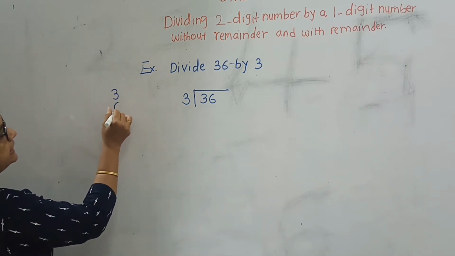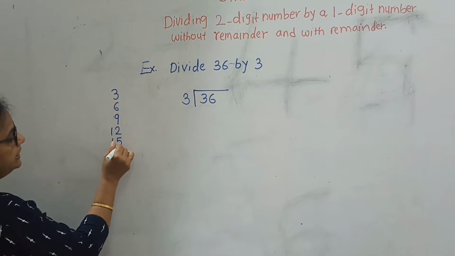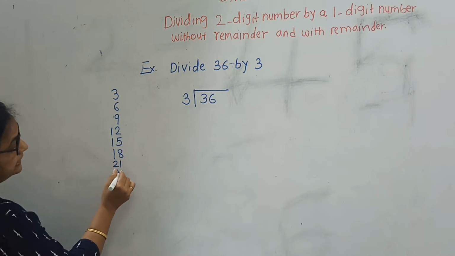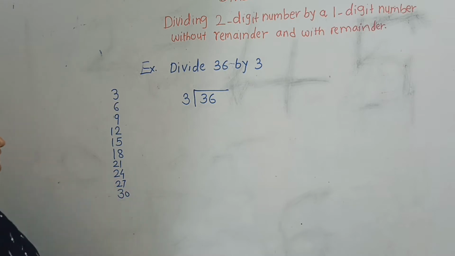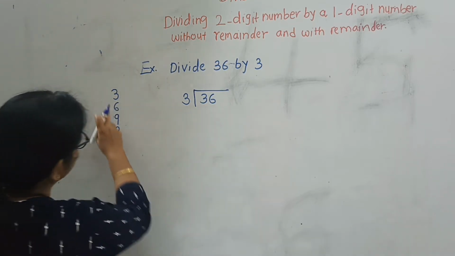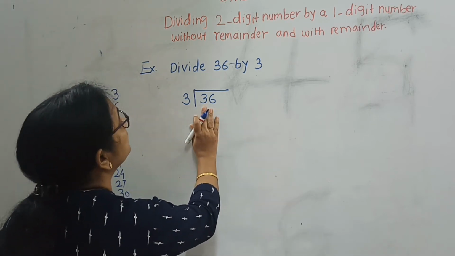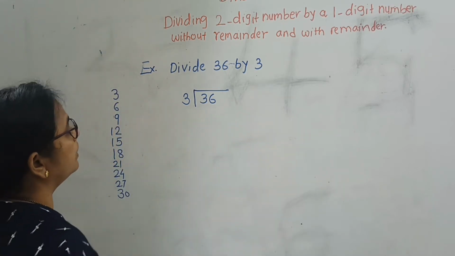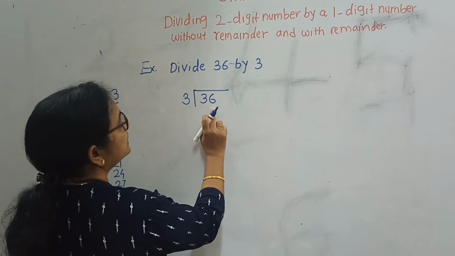3 1s are 3, 3 2s are 6, 3 3s are 9, 3 4s are 12, 3 5s are 15, 3 6s are 18, 3 7s are 21, 3 8s are 24, 3 9s are 27 and 3 10s are 30. Now see here children, there is no 36 in the table. Here we use the long division method, because these are 2-digit numbers.